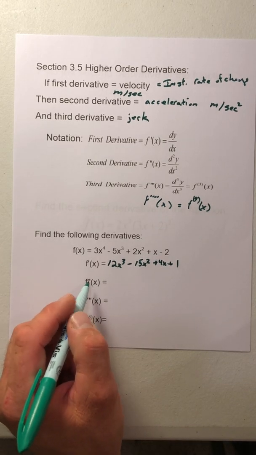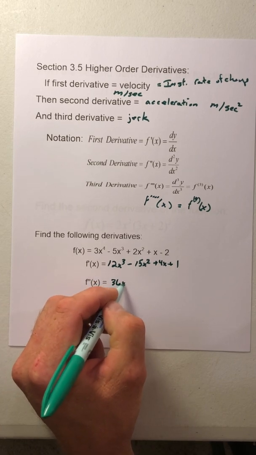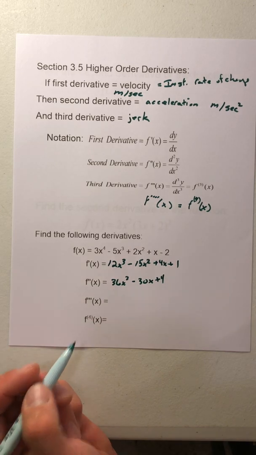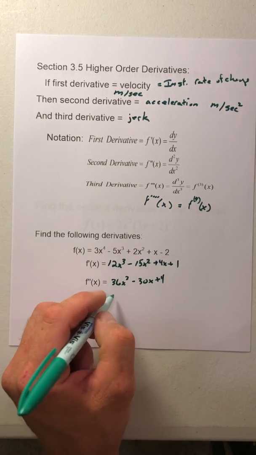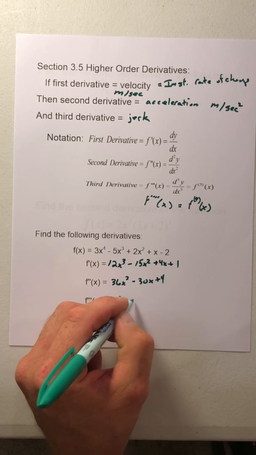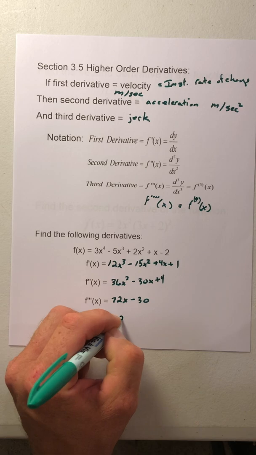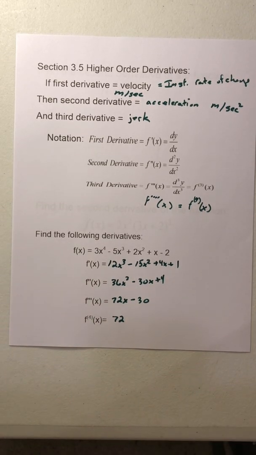Second derivative, our acceleration. We're going to take the derivative, so we get 36x squared minus 30x plus 4. Third derivative, we're going to take the derivative of the second derivative. So we get 72x minus 30. And then the fourth derivative, we get 72. And if we wanted, the fifth derivative would be 0, the sixth would be 0, and so on and so forth.